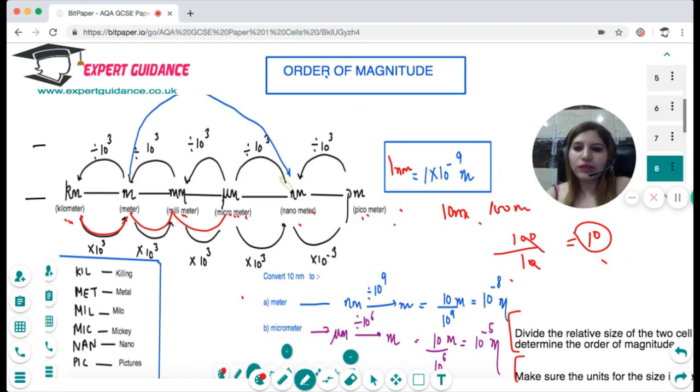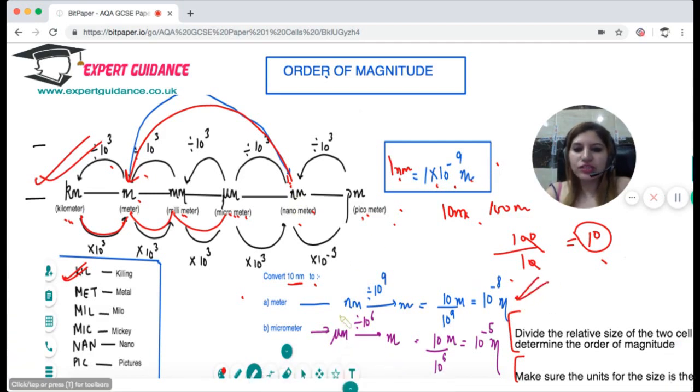So for example, if you need to convert nanometers into meters, you're going from here to here, so you will divide it by 10 to the power 9. Okay, so 1 nanometer is 1 times 10 to the power minus 9 meters. So you can remember this table, and this is a mnemonic to remember it. So if it is 10 nanometers to meters, from nanometer to meter, what do you do? You divide it by 10 to the power 9. So that becomes 10 to the power minus 8 meters.